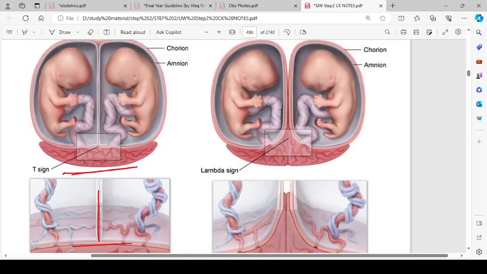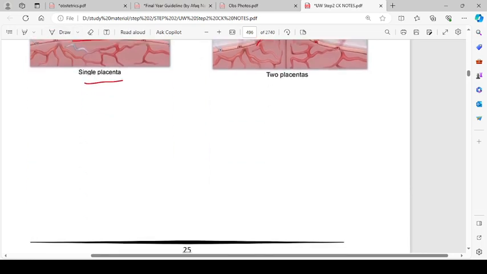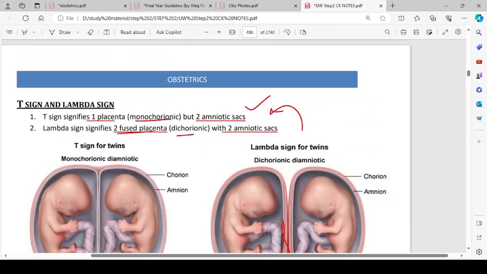Here we have a lambda sign, in which you can see that although the placentae are fused together, they are two separate placentae, like this one, and they make this lambda-shaped appearance. Over here you can see this lambdoid appearance making the lambda sign. If the dichorionic diamniotic twins are separately positioned, that is not much of a hassle. We just know that they are separate, right? The problem is when they are fused, because then we have to separate them from monochorionic diamniotic twins. For that purpose, we look for the T sign or lambda sign, and then we differentiate between the two.